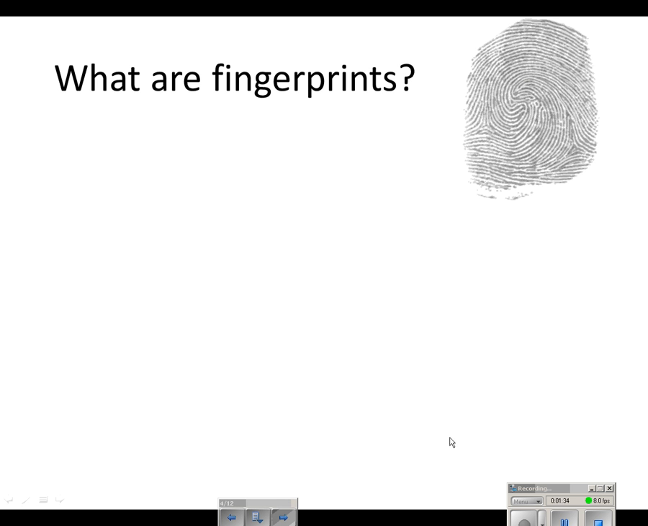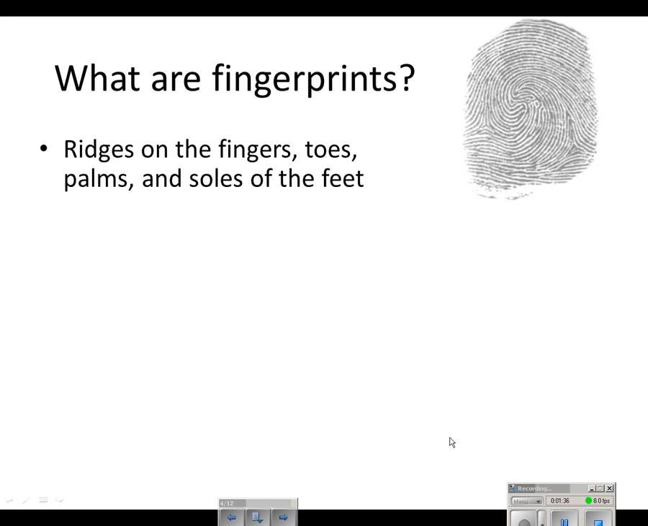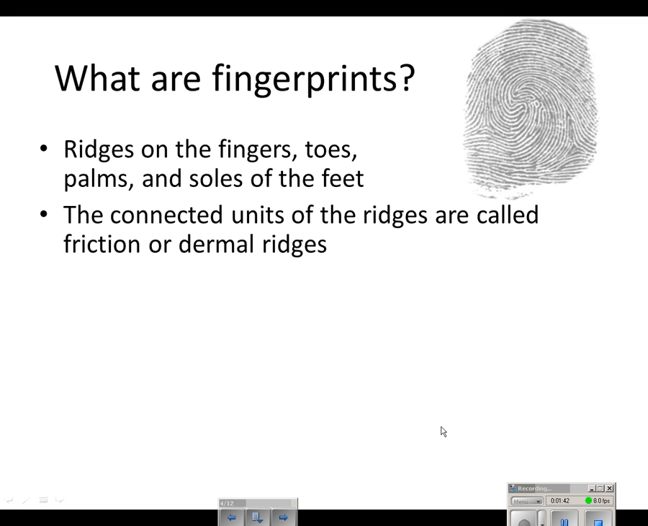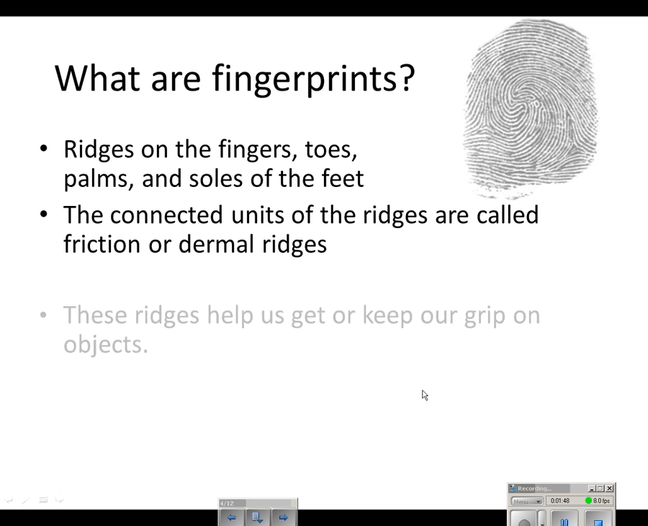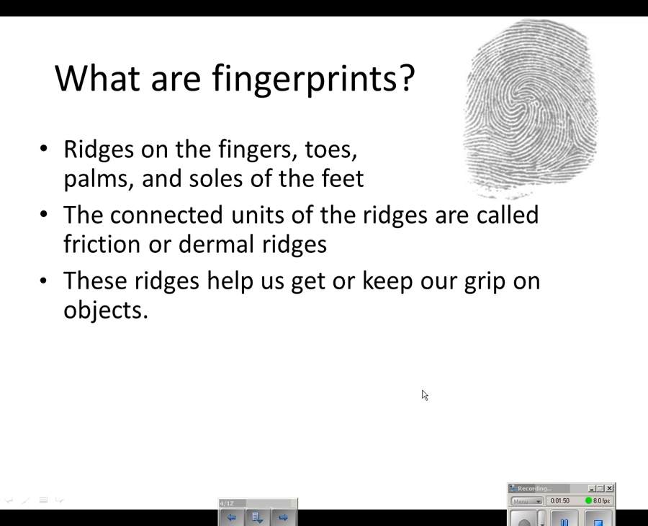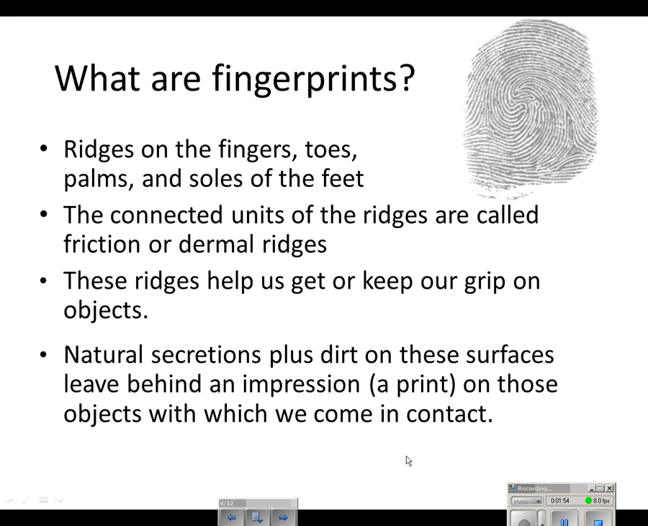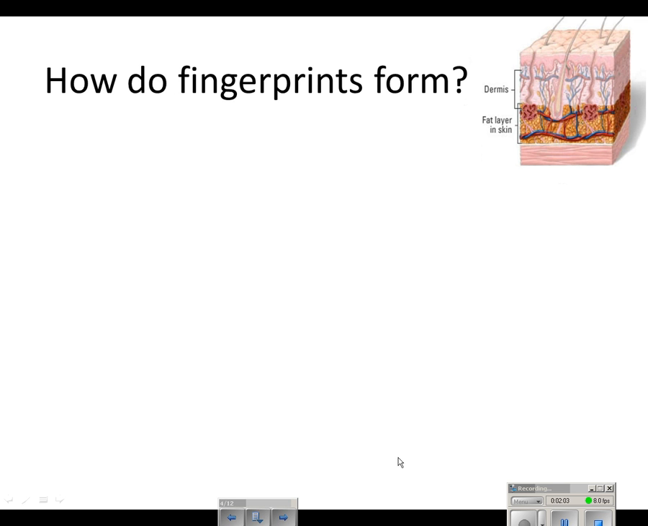So what are fingerprints exactly? They're ridges that are found on the fingers, toes, the palms, and the soles of your feet. The connected units of the ridges are called friction or dermal ridges. So those are what's going to cause the different patterns that we're going to identify. And the ridges actually have a purpose to help us keep our grip on different objects. And natural secretions, such as sweat, plus dirt on those surfaces leave behind an impression, which we call a print on those objects that we come in contact with.